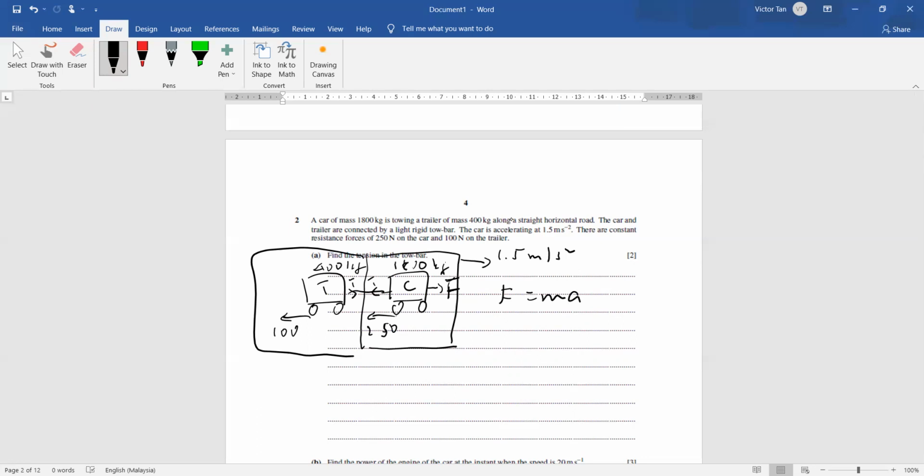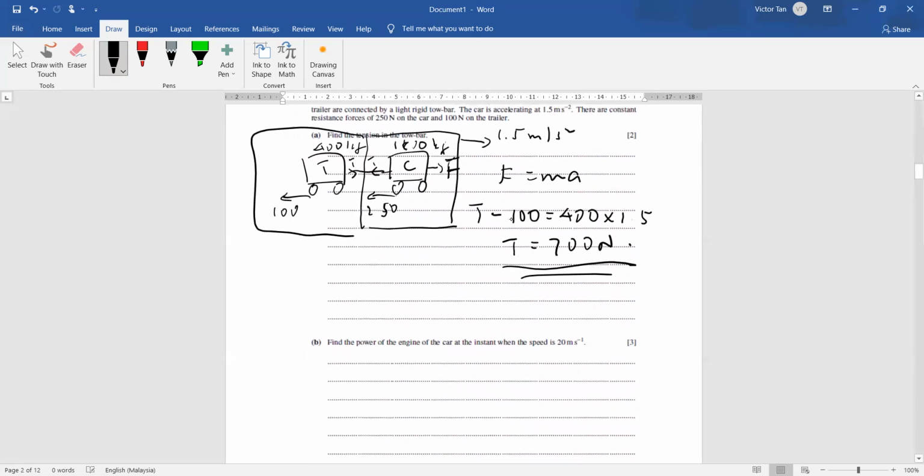So I'm going to do this over here for the trailer to find the tension. The resultant force T is going forward. T minus 100, which is the resistance, equals 400 times 1.5. So you get the tension equals 700 Newton. That's it. Now find the power of the engine of the car at the instant when the speed is 20 meters per second. So here we have to find this force first.